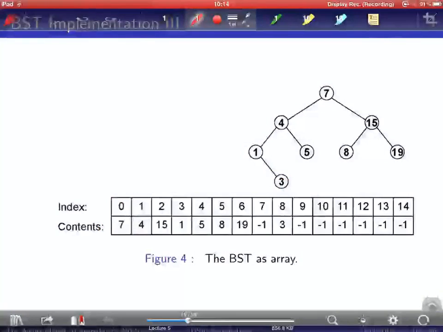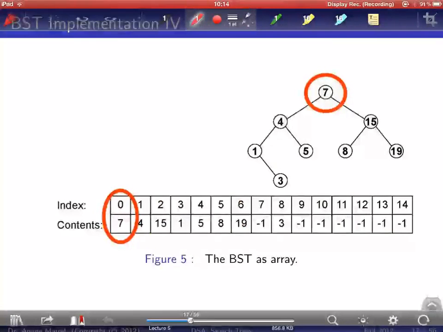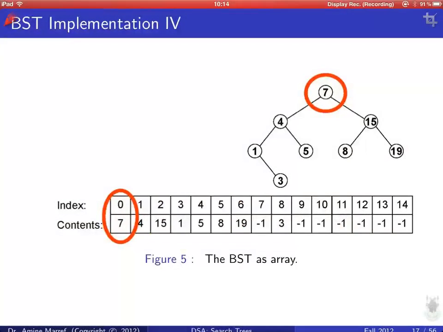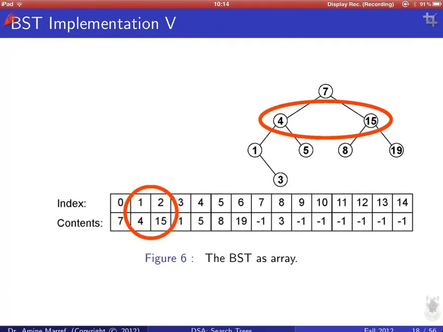So these equations are telling me that the parent of the node at index 1, which is 4, is situated at index 0. So this is the parent. And the left child is situated at index 3, and the right child is situated at index 4.